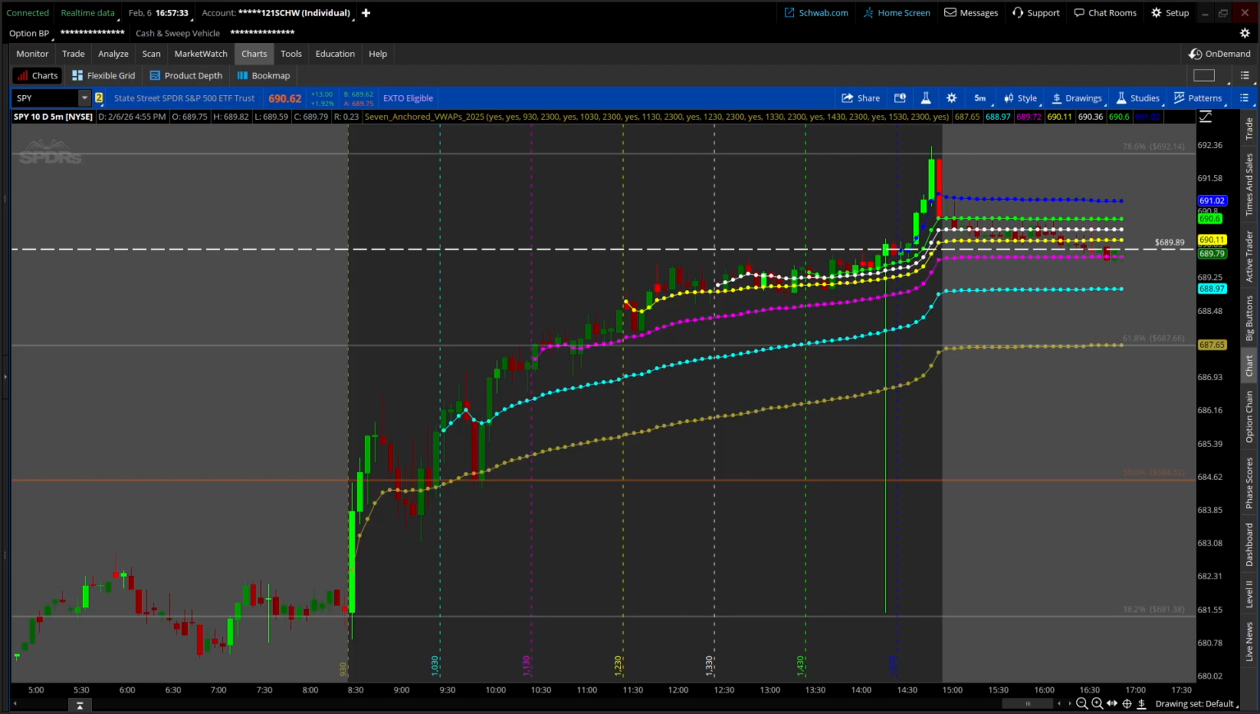Today I'll be introducing you to the hourly anchor VWAP. This is what the indicator looks like on the S&P 500. You get 7 different VWAPs. You can go in there, you can adjust the time.